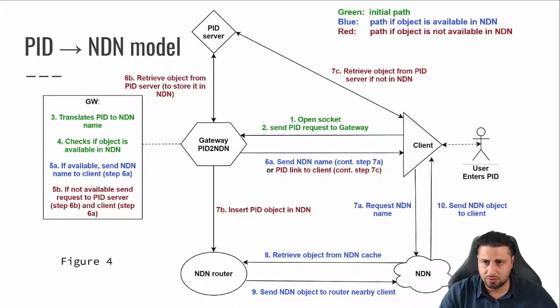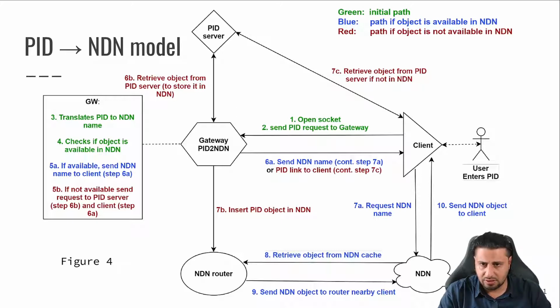So in this slide, we will explain our model. As you can see, a client enters a PID, and then in step 1, a socket will be opened to the PID to NDN gateway. The PID request of the client is sent to this gateway. This gateway translates the PID to an NDN name in step 3. In step 4, it checks if the object is available in the NDN network. In step 5a, if the object is available in the NDN network, it sends the NDN name back to the client. And then we will continue with step 6a.